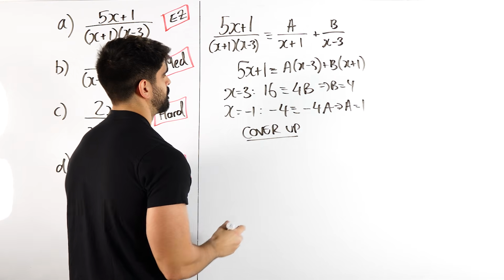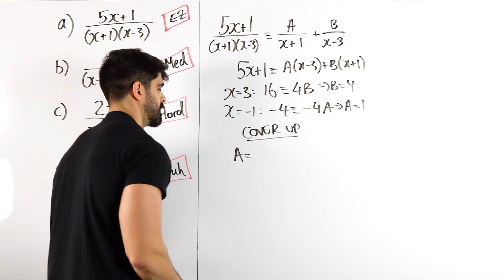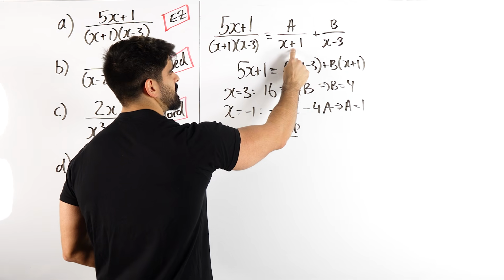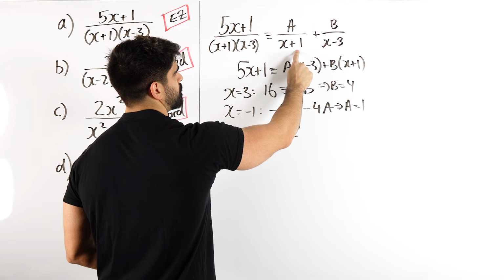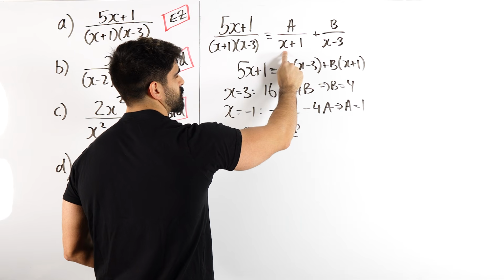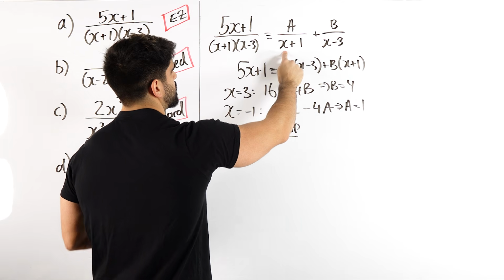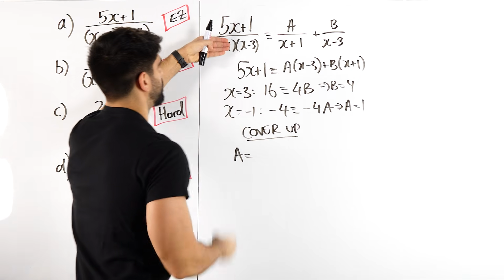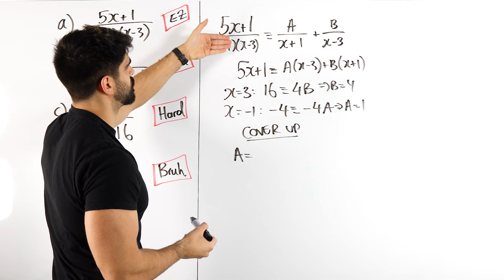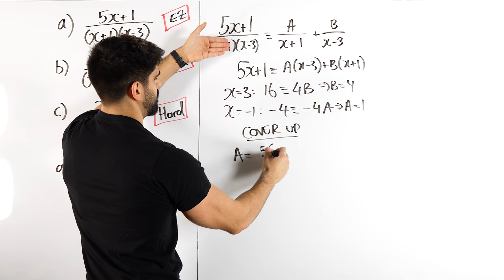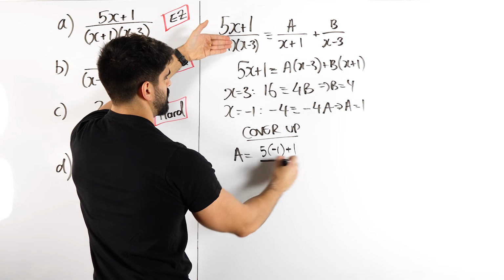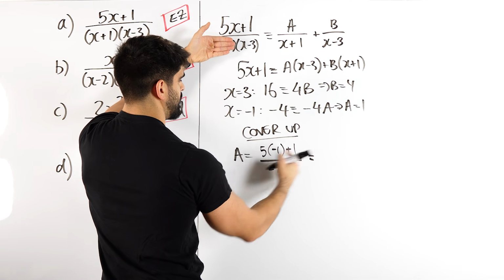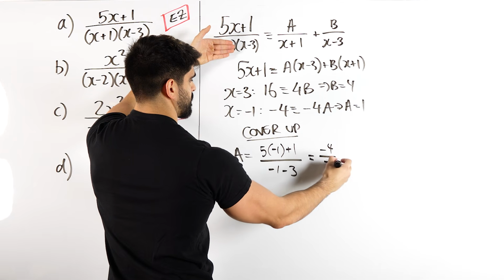You go back to this. If you want to find out what A is, you first say what would make this denominator equal 0. Well, to make this equal 0, x would have to be minus 1. Then you cover up x plus 1 on the other side, and what's left, you substitute minus 1. So 5 times minus 1 plus 1 over minus 1 minus 3, which is minus 5 plus 1, minus 4, over minus 4, is 1.